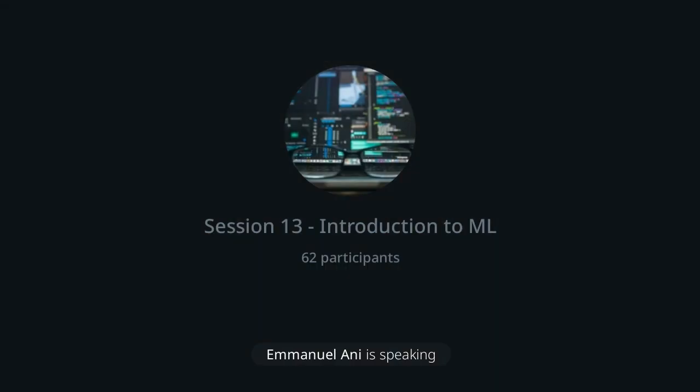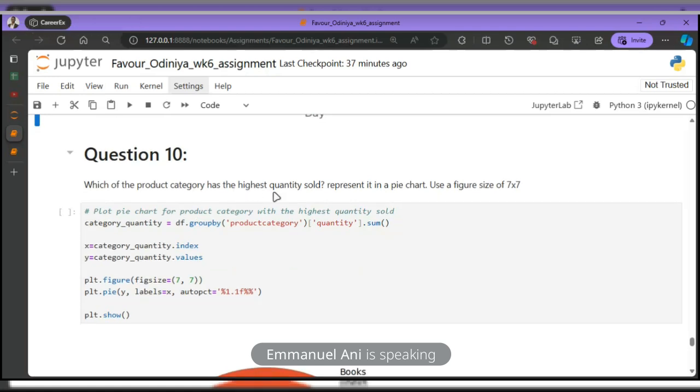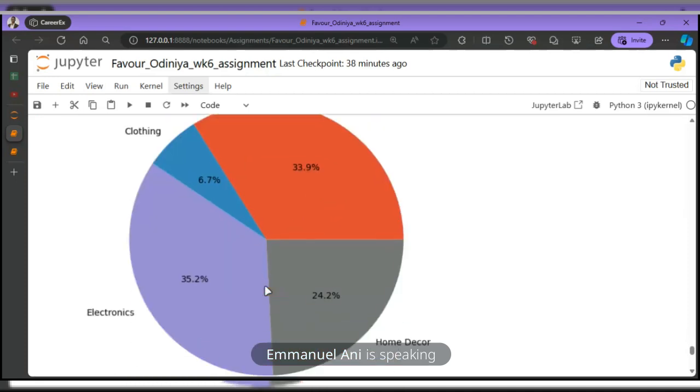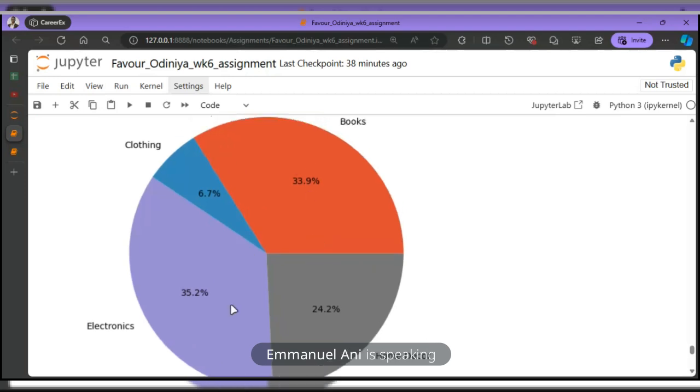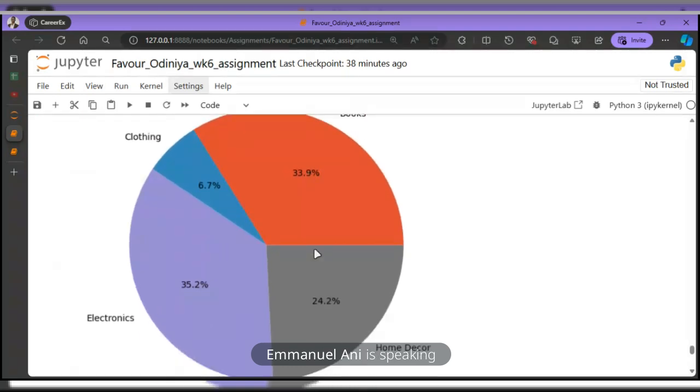So question 10: which of the product categories has the highest quantity sold? This is just to demonstrate or let you practice how to plot a pie chart. So in this case, you can say electronics has the highest number of quantity, followed by books and home decorations and food.